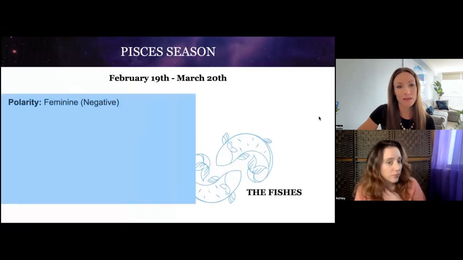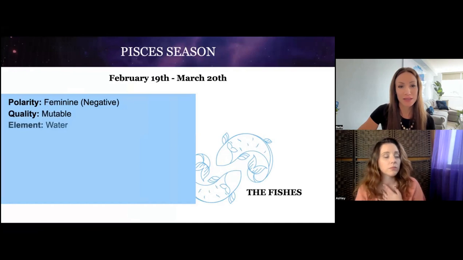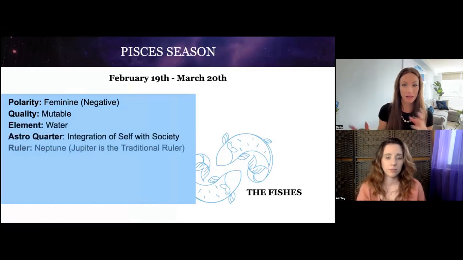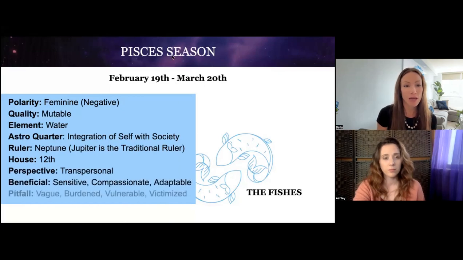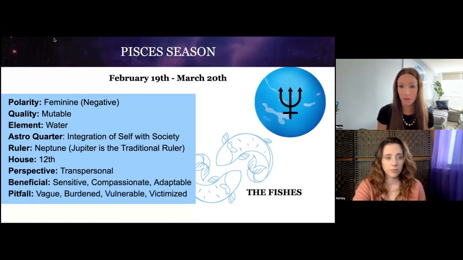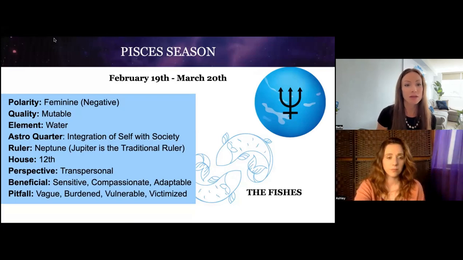And here, if you were with us last month, you're going to see that it's so different than Aquarius. So every month we are changing energies in a very radical way. Here we have a polarity that's feminine and negative. Last month with Aquarius, it was masculine and positive. Here the quality is mutable. Last month it was fixed. Here the element is water. Last month it was air, right?